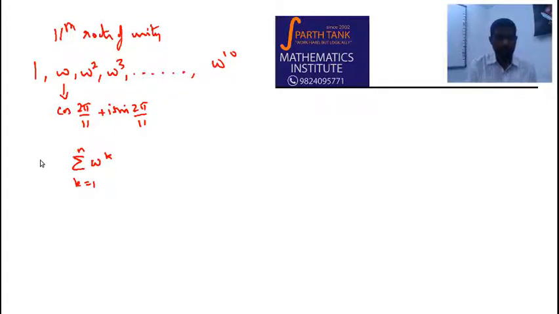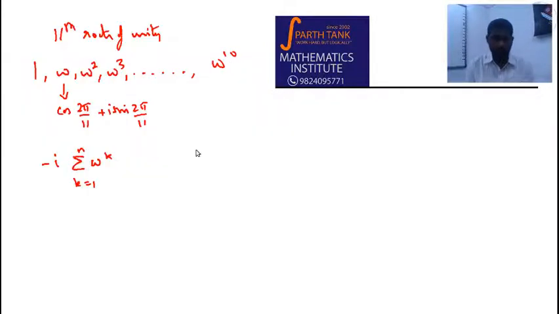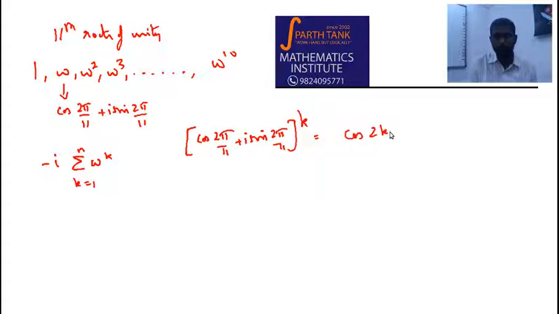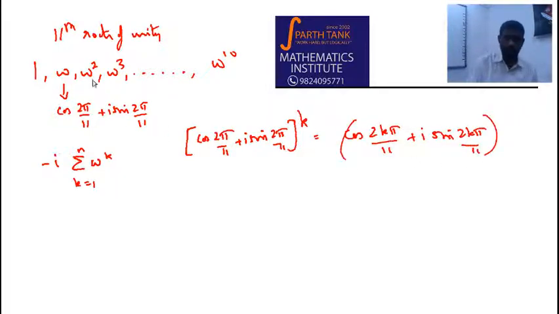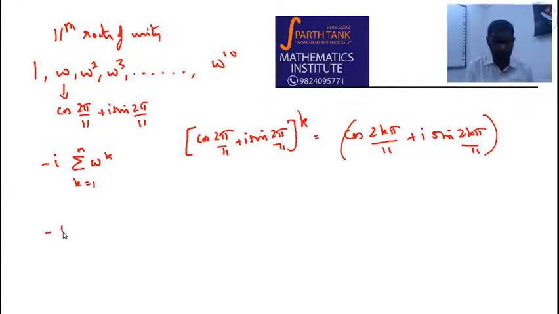Okay. This can also be written with a minus i. Remember, there is a minus i in front. You understand what I am doing? This whole thing, if you want more explicitly, cos 2 pi by 11 plus i sin 2 pi by 11 power k is equal to cos 2k pi by 11 plus i sin 2k pi by 11. Right? Therefore, if you take this as omega, then this is omega power k. So I am writing it as omega power k. So this is nothing but minus i times omega plus omega square plus omega cube up to omega power 10.